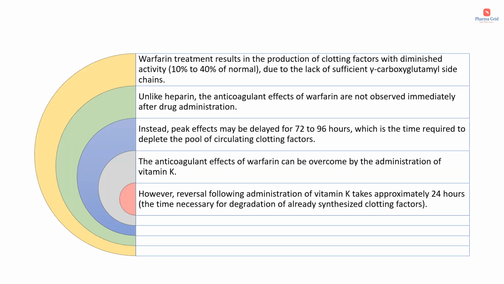So warfarin treatment results in the production of clotting factors with diminished activity, that is 10% to 40% of normal, due to the lack of sufficient gamma carboxyglutamyl side chains. Unlike heparin, the anticoagulant effects of warfarin are not observed immediately after drug administration. Instead, peak effects may be delayed for 72 to 96 hours, which is the time required to deplete the pool of circulating clotting factors.